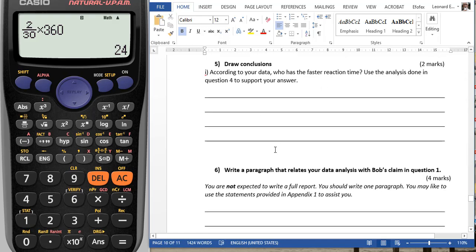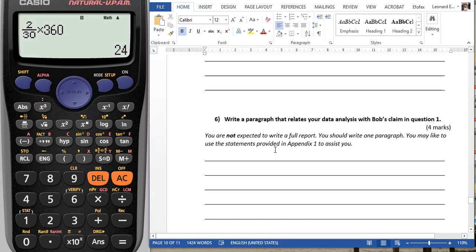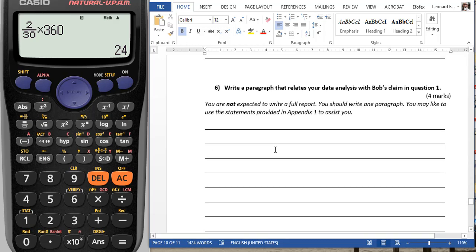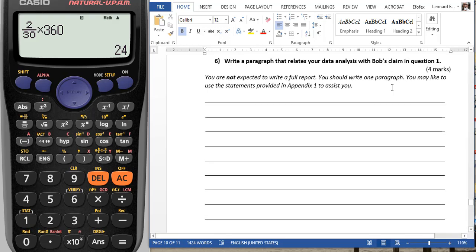Typically, when you're doing a statistical investigation, you would write a full report on that, but I'm not expecting them to. All I'm asking them to do is write a paragraph that is explaining Bob's claim and answering whether it's true, whether boys have a faster reaction time than girls, or whether you may not be able to draw that conclusion.